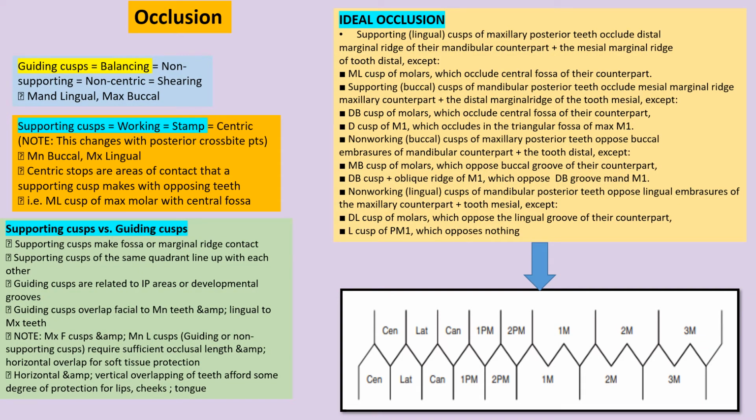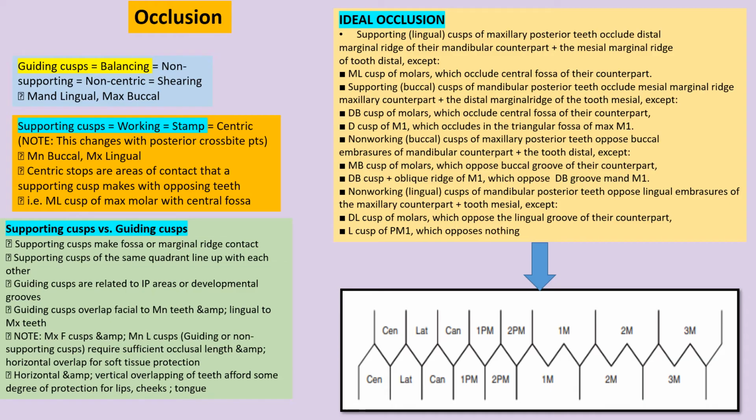Now we know about the guiding cusp and the supporting cusp. So guiding cusps are the balancing cusps, or the non-working cusps, or the non-supporting cusps, or the non-centric, or the shearing cusps. So there are many names for the guiding cusp. So buccal of upper and lingual of lower are the guiding cusps. The supporting cusps are the working cusps, centric holding cusps, or the stamp cusps, like the mandibular buccal and maxillary lingual cusps.